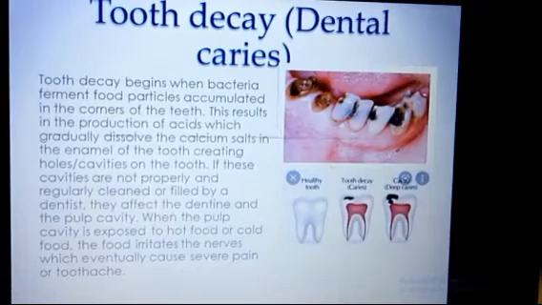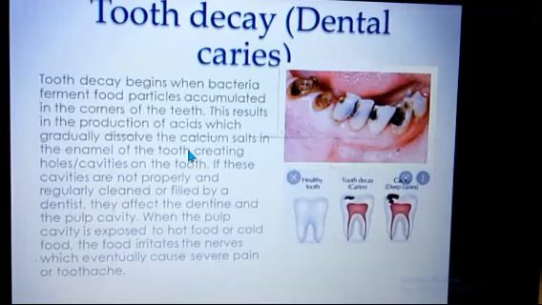And so these bacteria that have accumulated in these corners, as they feed, will now start producing waste materials, and these waste materials result in the production of acids, or the acids are part of this waste material, which gradually dissolve the calcium salts in the enamel of the tooth, creating holes or cavities on the tooth.